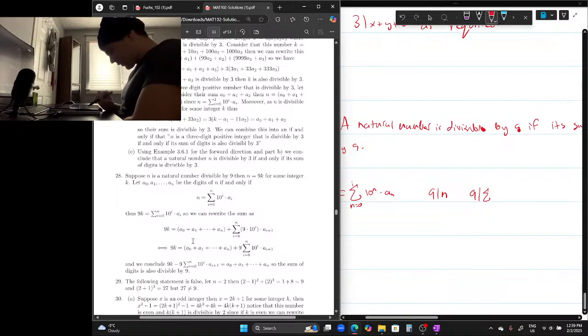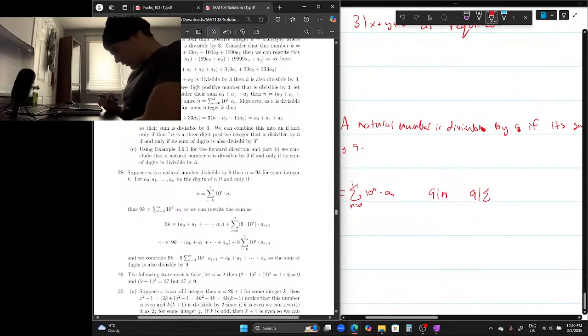So we can rewrite the sum as 9k is equal to the sum from i equal to 0 of 9 times 10^i times a of i, plus 9. I don't know why they're already writing the sum of the digits plus the sum of n. I don't understand.